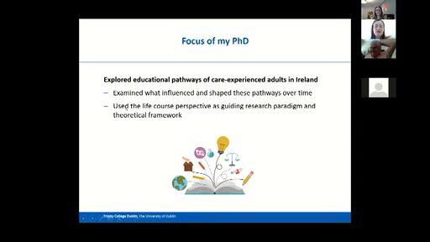So I was looking at the educational pathways of care experienced adults, and I was trying to get a sense of what influenced and shaped those pathways over time. I used the life course perspective as a guiding research paradigm and a theoretical framework when I was doing that. The process of identifying it, using it and applying it was not a straightforward one. It was quite a messy process trying to figure out what that would look like. If anyone has questions about that at the end, I'm very happy to speak a little bit more about that.